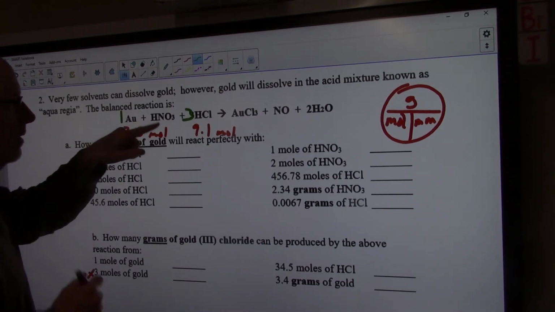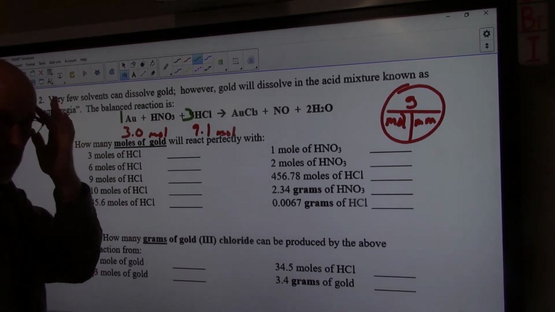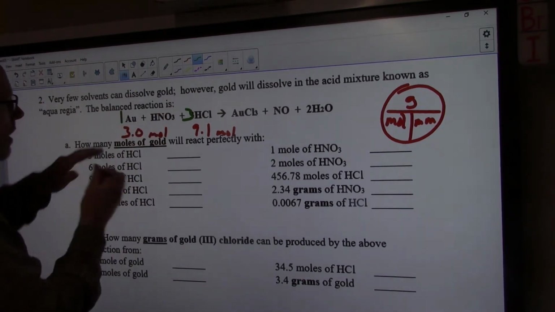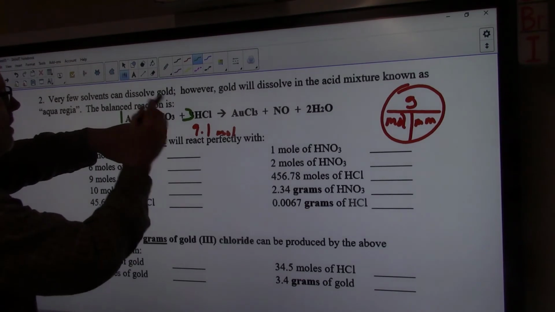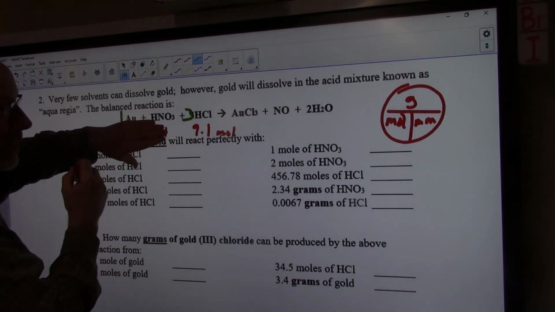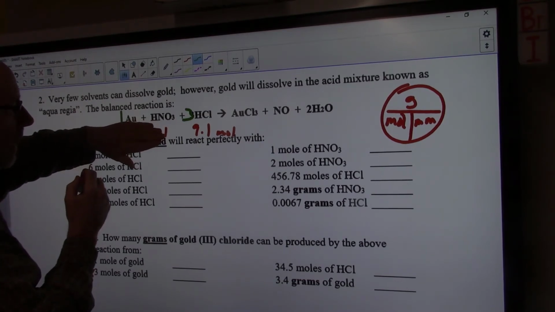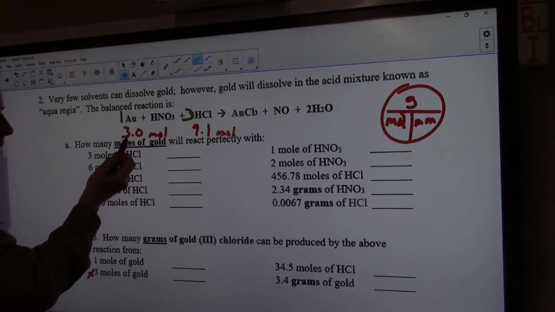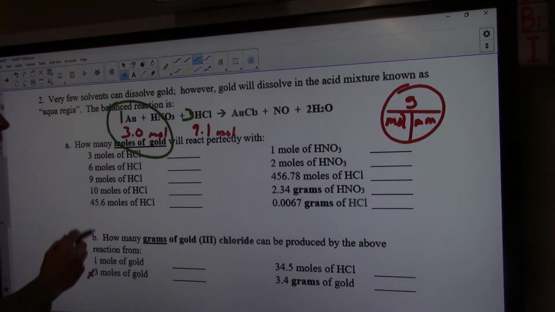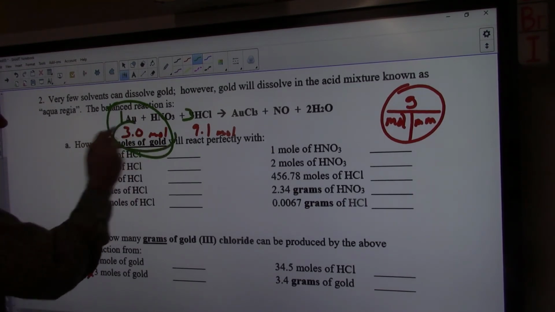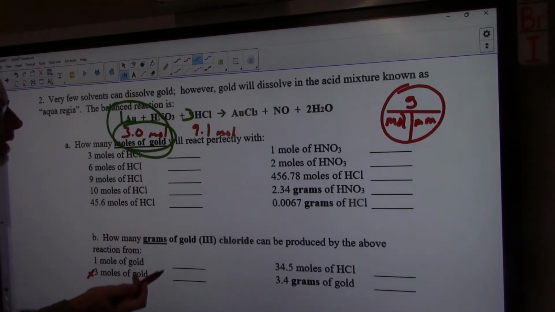I could have just as easily, because it's all just logic, use your common sense here. You could have said 3 is to 1. I'll cover up this one. 3 is to 1 as 9.1 is to, I think it's 3.3. And I'd say, come on, do I have 3.3? Oh, no, I don't. I only have 3. So either way I do this, I find out that this is the limiting reagent, and that number, 3 moles, is what I use to calculate all these other numbers.